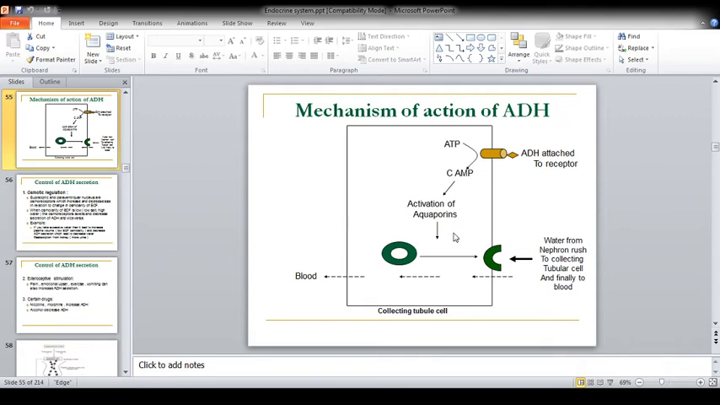This would in turn cause release of ADH, which would go on to act on the collecting duct and increase the water reabsorption. By increasing the permeability of renal collecting ducts, water is reabsorbed passively.